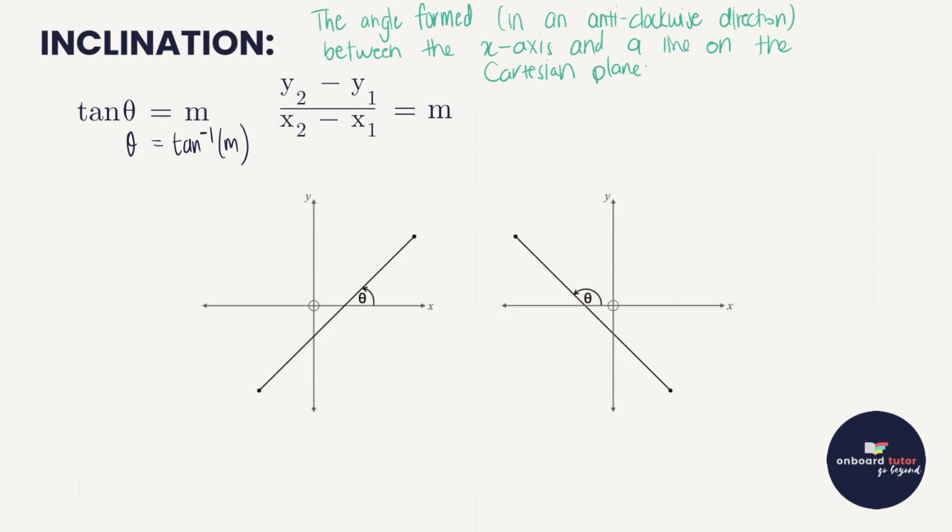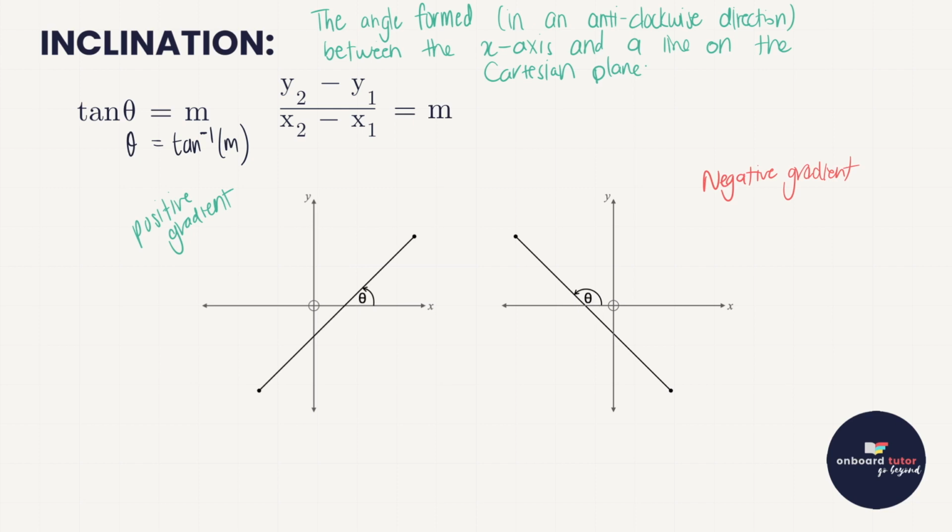Now there are two cases that you need to know about. The one is when the line has a positive gradient. In other words, as x increases, so y increases. So it's an uphill slope. And then the other one is where the line has a negative gradient. And that means that as x is increasing, y is decreasing. So a downhill slope.